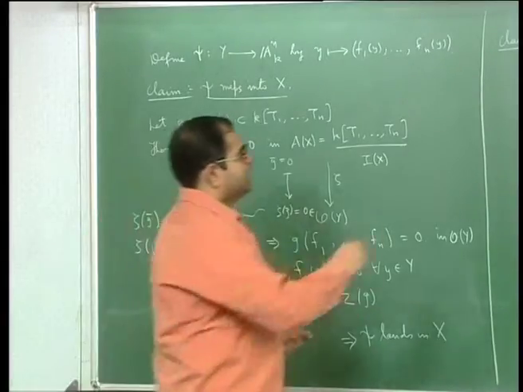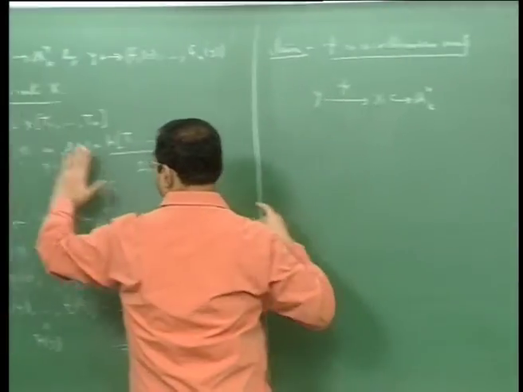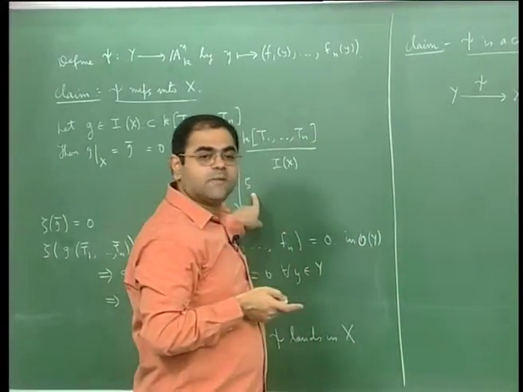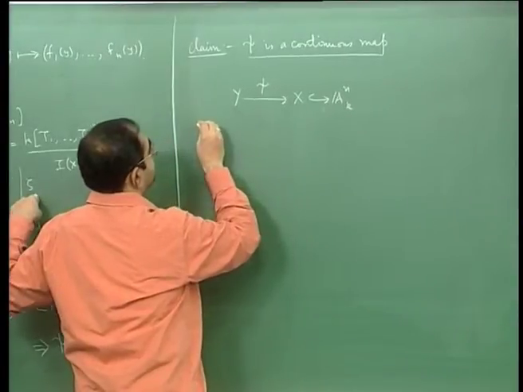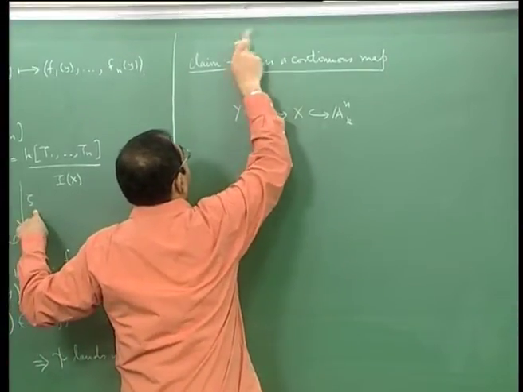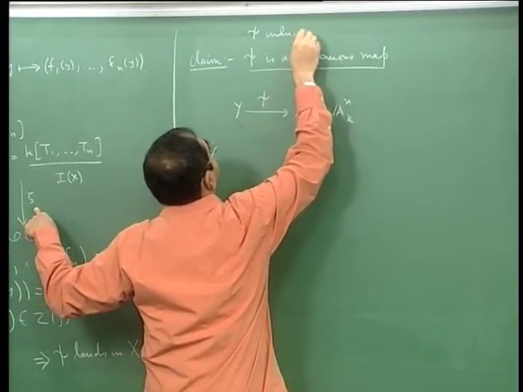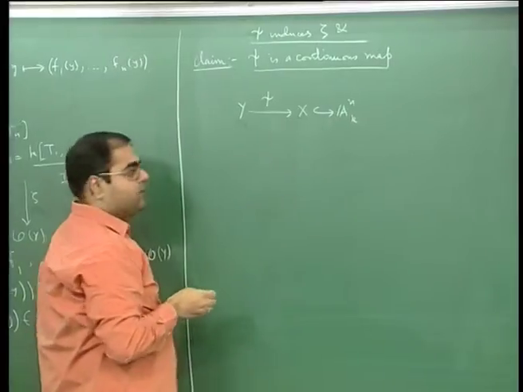Yeah, so let me... it probably involves showing that the pullback under psi is actually zeta. I need that, so let me do that. So let me write that here. Psi induces zeta, and psi is a continuous map, okay.